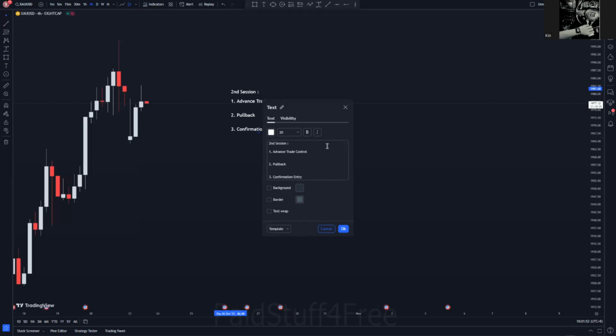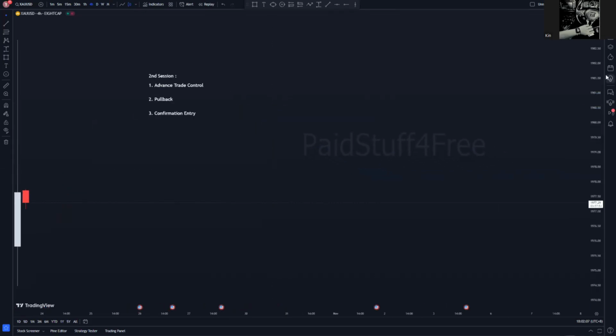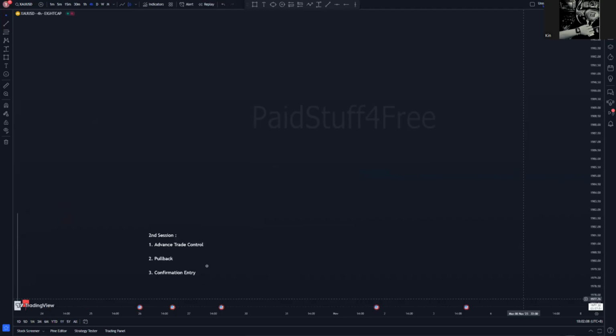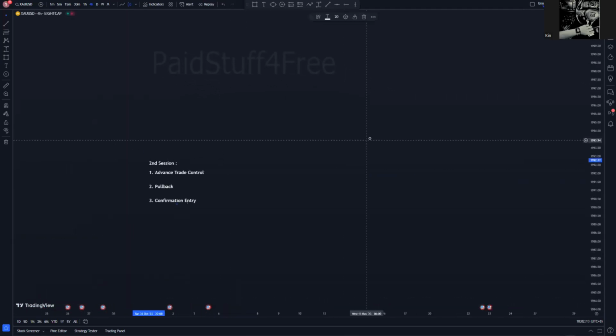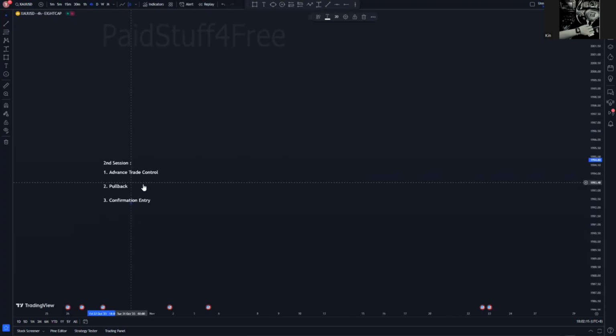Right. So in the second session, the first topic we're going to talk about is the advanced rate control. The second one is the pullback. The third one is the confirmation entry. So number one, number two, and number three. In this session, we're just going to discuss these three things.